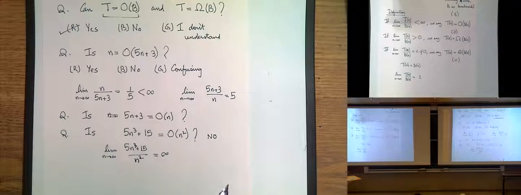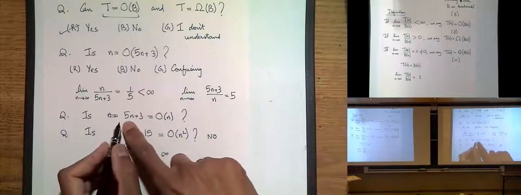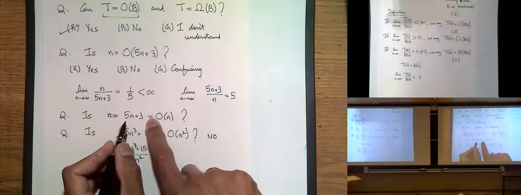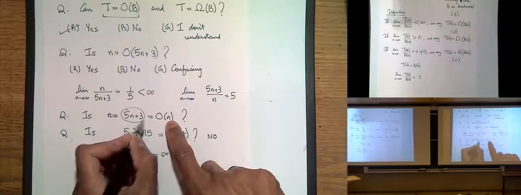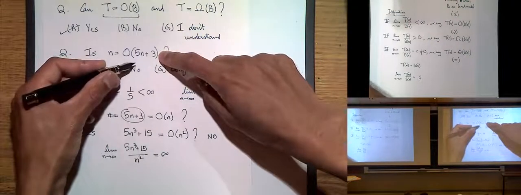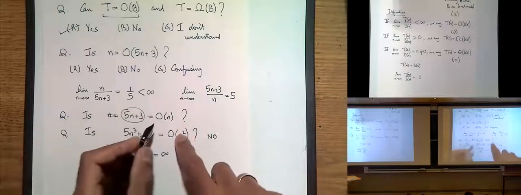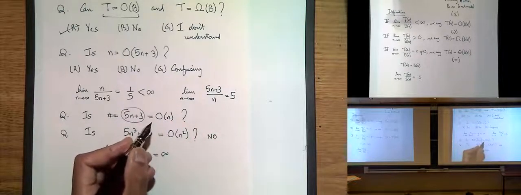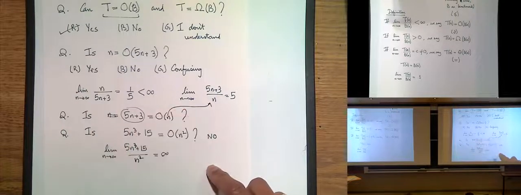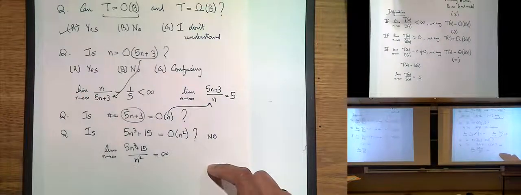Someone had a question up front. 5n plus 3 is on top over here because when you're asking, is the left-hand function equal to big O of this, this is like t, and this is like b. So it's t divided by b. In this case, it's n divided by 5n plus 3. When you're looking at this, it's 5n plus 3 divided by n. Does that make sense? The function that's in the O is the denominator. So that is in the denominator here, and that is in the denominator there.